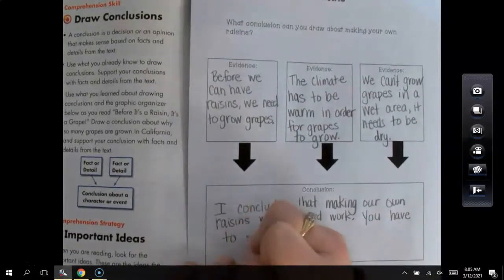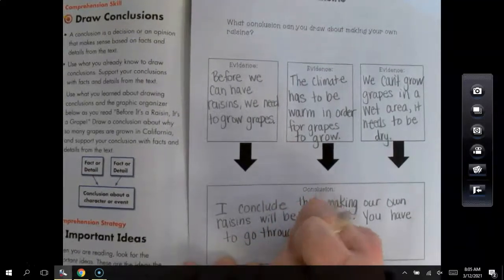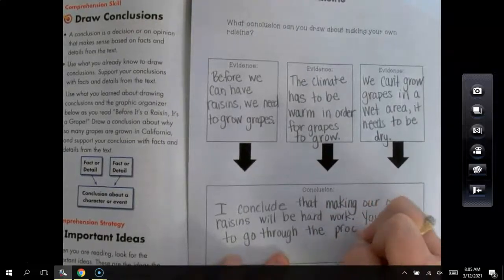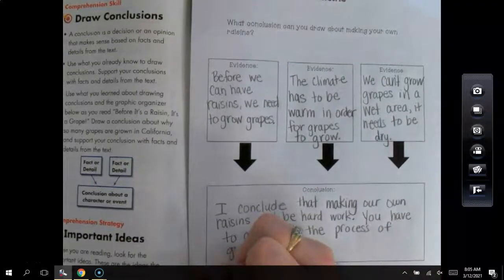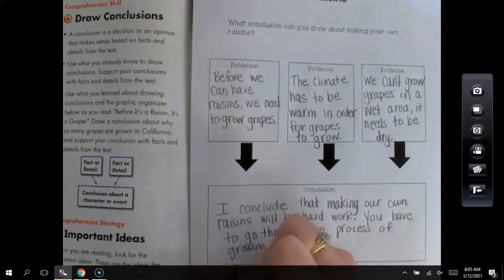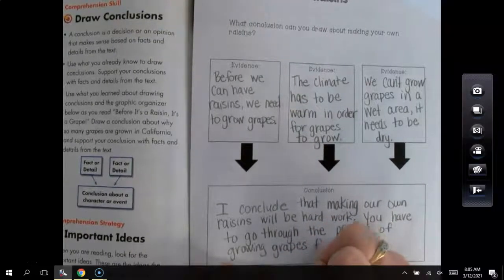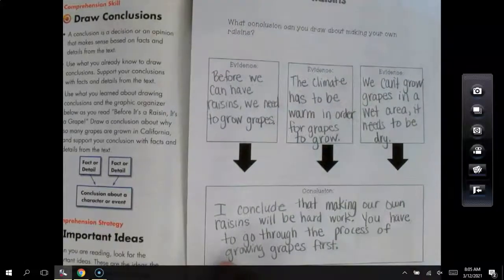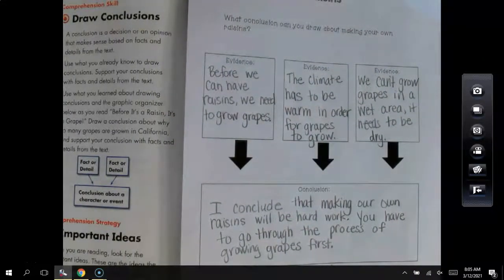So you have to go through the process of growing grapes first. Go ahead and write that. I'll give you a minute to write that.